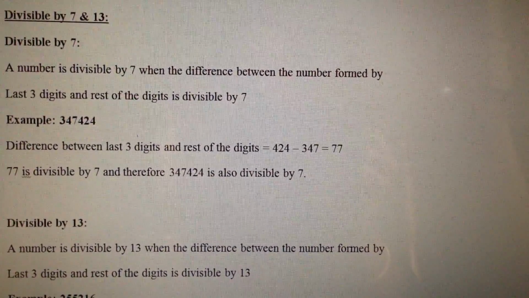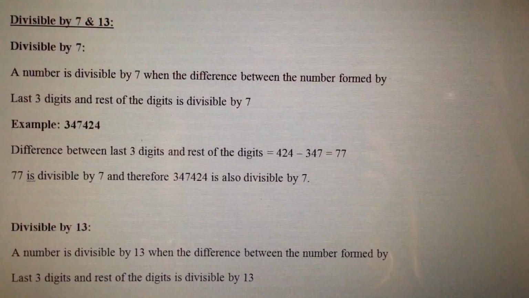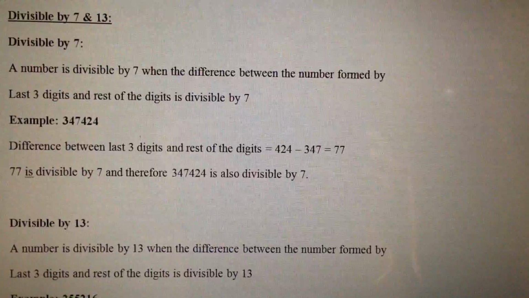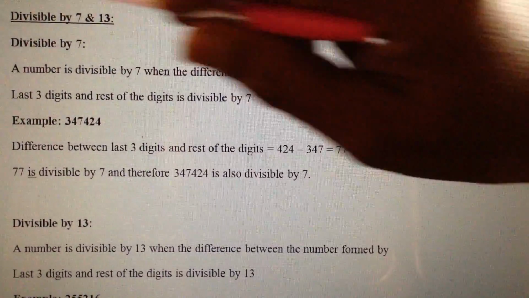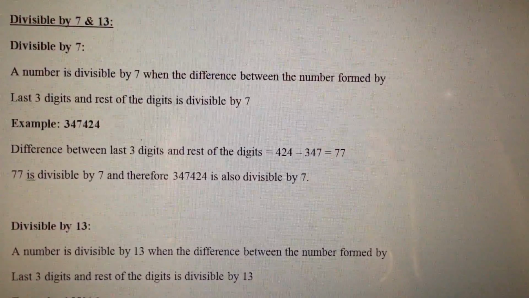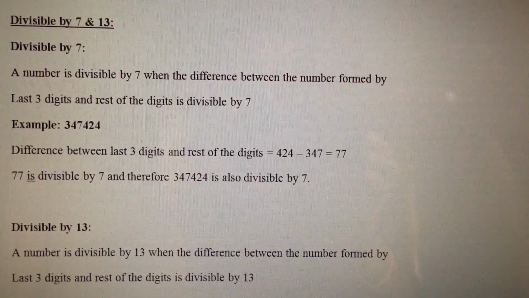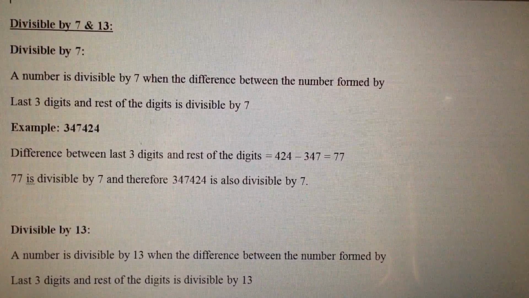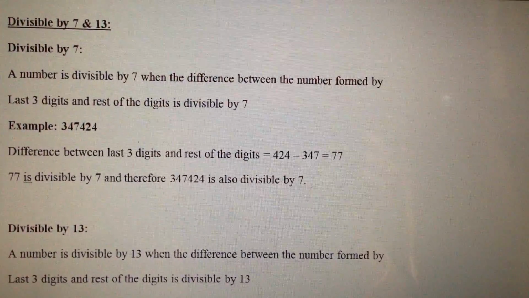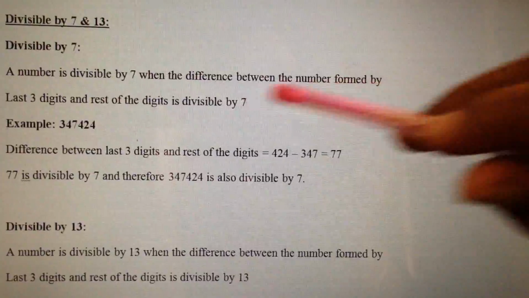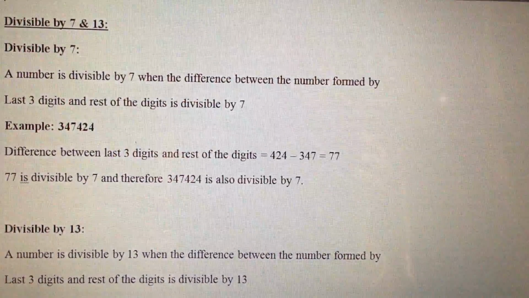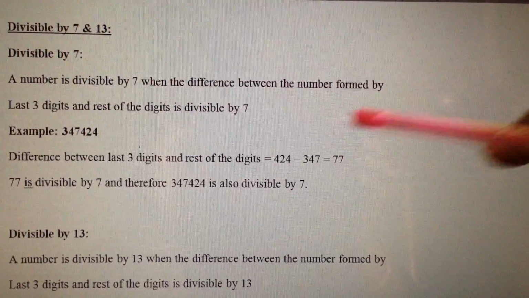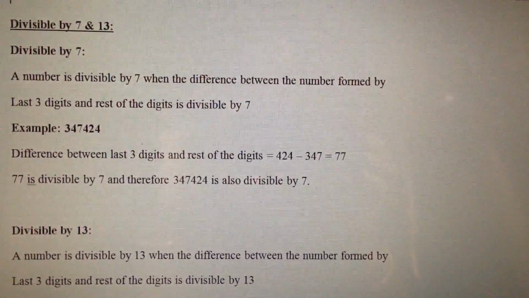Divisible by 7 and 13. Again the idea is the same because the divisibility rules are the same for both the numbers. They are grouped together. Let us see the divisibility. Divisible by 7. If a number is divisible by 7, when the difference between the number formed by last three digits and rest of the digits is divisible by 7. It will be clear if you see an example now.